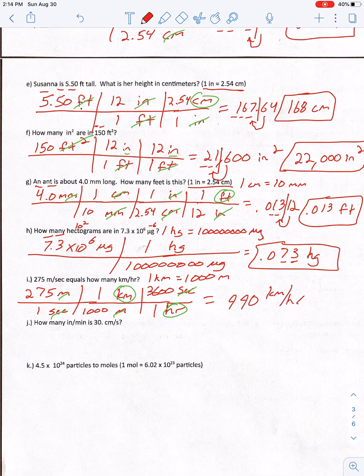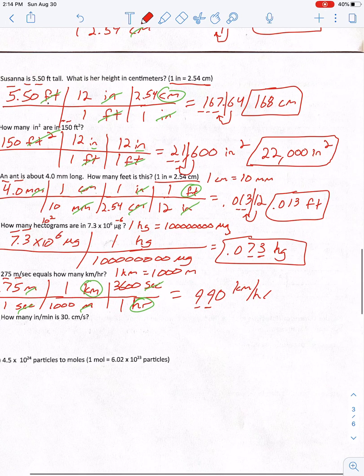Now we've got to check our significant figures. I had 1, 2, 3 significant figures to start with. I have 1, 2, only 2. Okay, so there are 2 ways you can do this. You can tell me it is 990 with a decimal kilometers per hour. That would make me have 3.